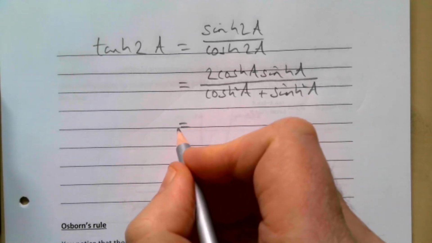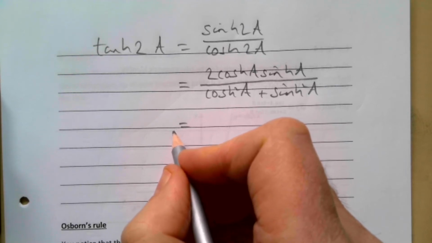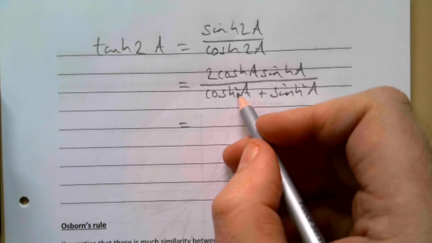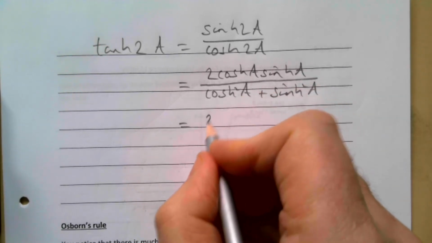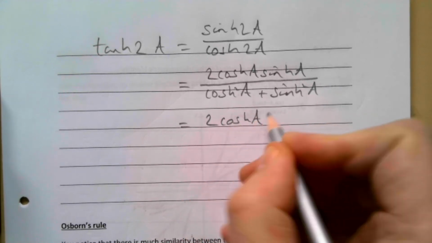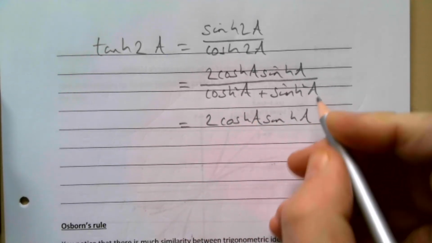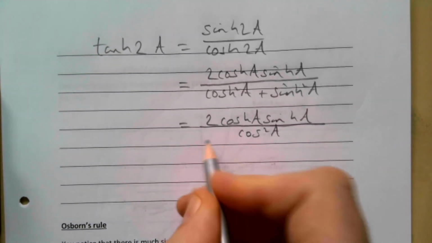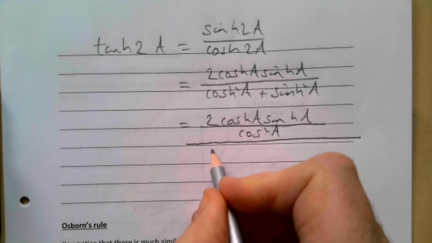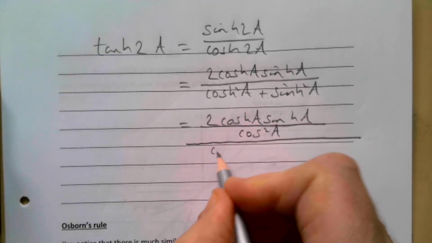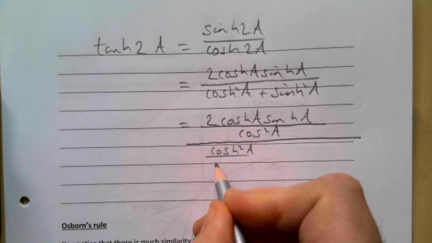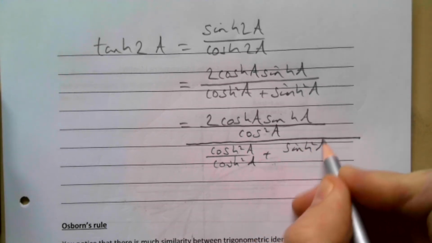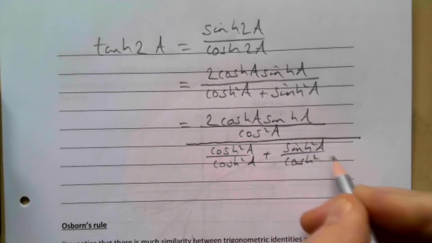Let me tidy that up. Let me see, what am I going to do? I'm going to divide top and bottom by cosh squared a. Again, it's hard to see how you're coming up with that, but with a bit of practice you get an idea of these. So cosh a sinh a over cosh squared a. Bear with me, I promise it'll get nicer looking in a second. And then on the bottom we're dividing both bits, so it's cosh squared a over cosh squared a plus sinh squared a over cosh squared a.